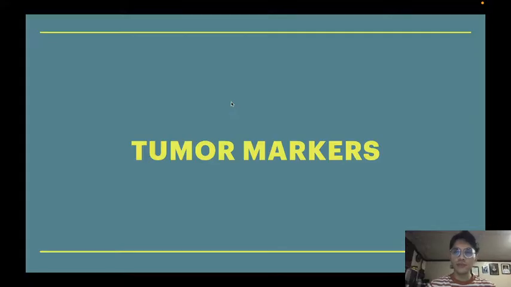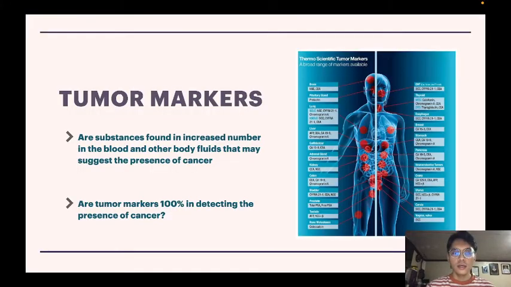Okay, so let's start with the next part of our lecture. So let's go on to the tumor markers na mismo. Okay? So what are tumor markers? Tumor markers are substances found in increased number in the blood and other body fluids that may suggest the presence of cancer. So, 'di ba, very accessible siya.